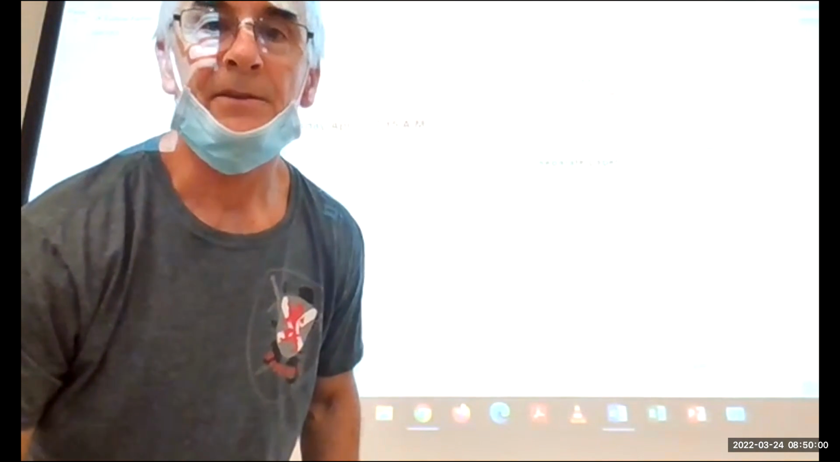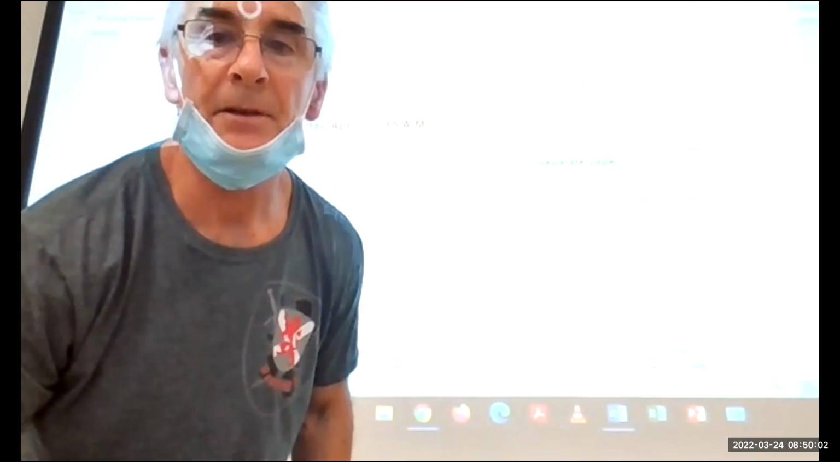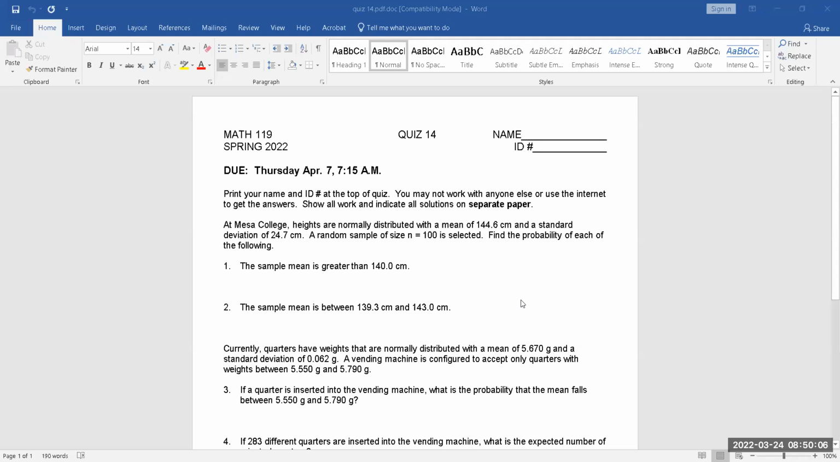All right, so here's what we're doing. We're looking at problems 1 and 2 here, starting with problem 1. Given that the mean is 144.6, that's my mu, sigma is 24.7, and my sample size is n equals 100. We're going to do exactly what we just did with the IQs before the break.